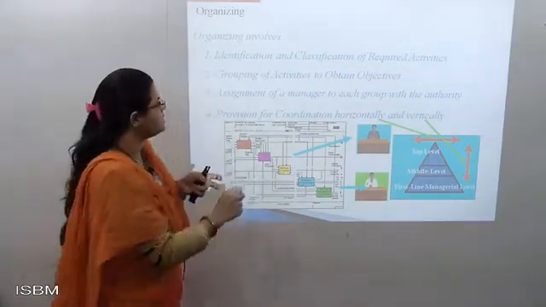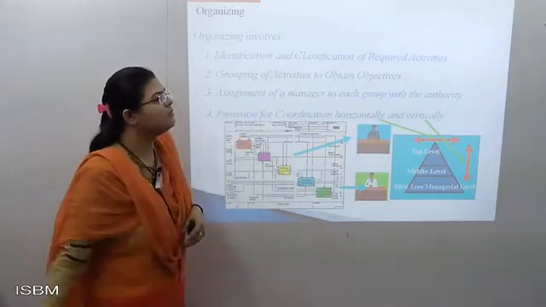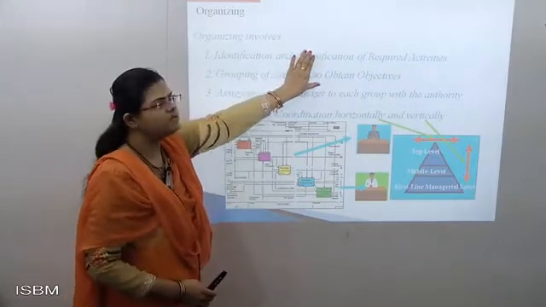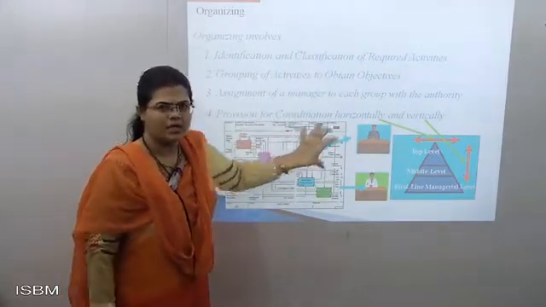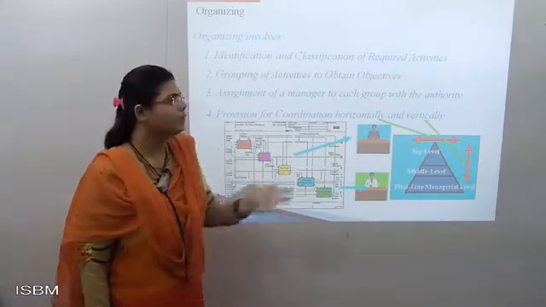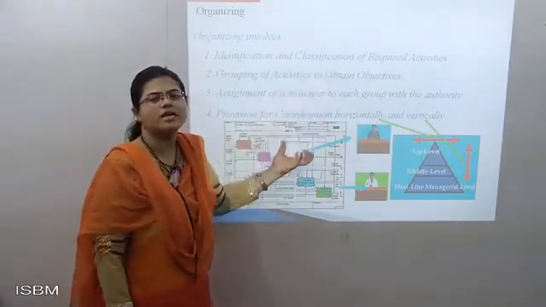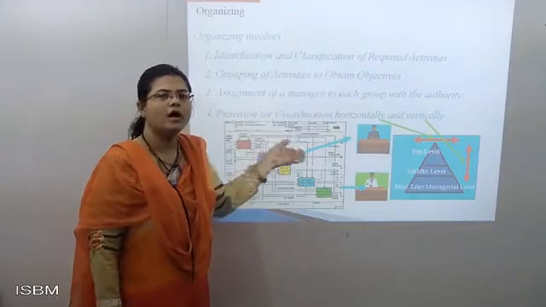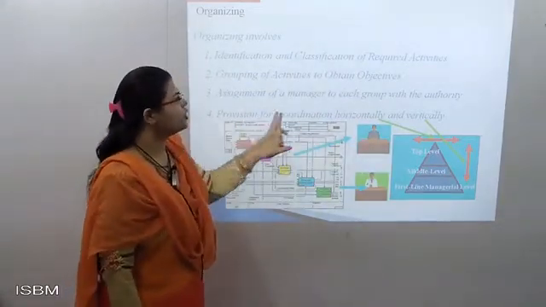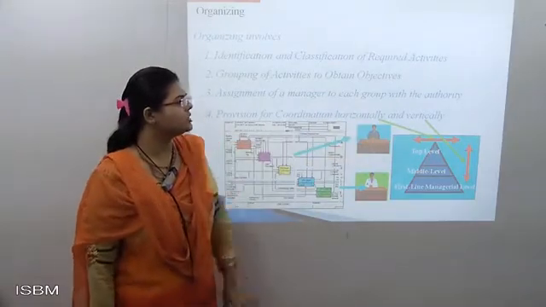So that is why it has been said: assignment of managers to each group with an authority. Our manager assigns group-wise, individually group-wise, a certain activity, and with the help of that activity, the authority is passed from managers to the different types of departments. This is the third point. Next, provision for the coordination horizontally and vertically.